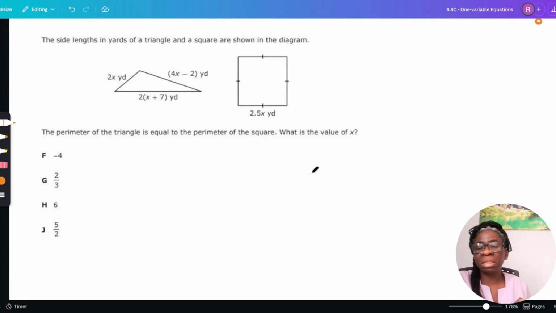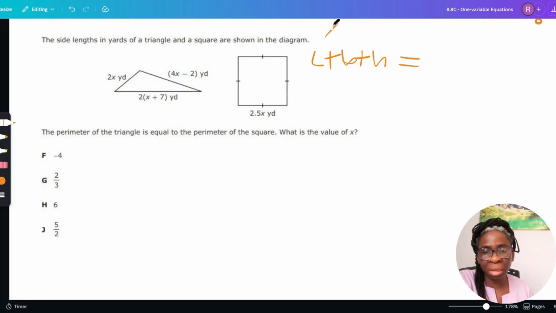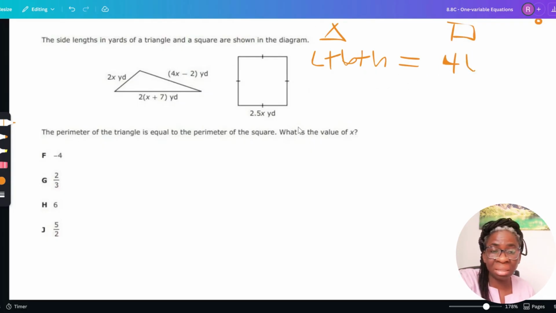This one says the side lengths in yards of a triangle and a square are shown in the diagram. The perimeter of the triangle is equal to the perimeter of the square. What is the value of x? What is the perimeter of a triangle? The perimeter of a triangle means you add all the three sides together. That is the perimeter of a triangle. Now the perimeter of a square is 4L. That is, you add all the four sides together, and the sides are always equal.